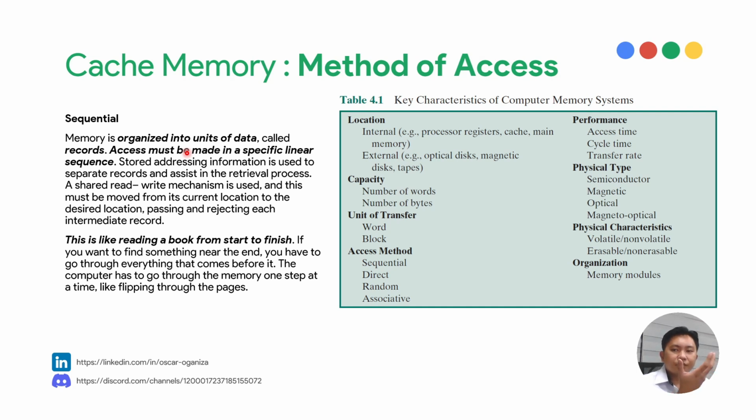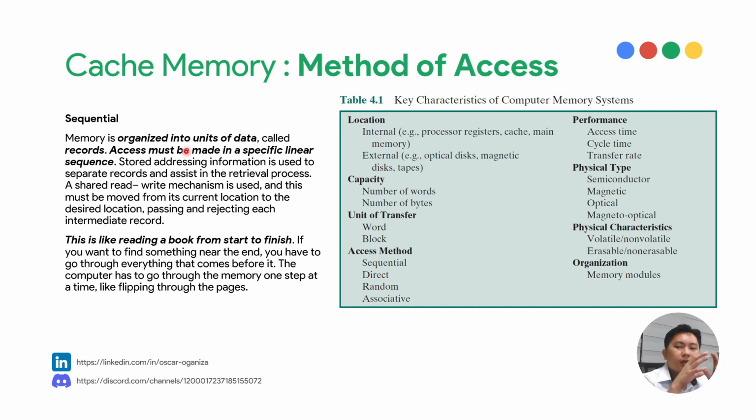Again, sabi dito, the sequential, from the word sequential, sequence, no, the method of access must be specific linear, so tuloy-tuloy. So to give you an example, no, this is like reading a book from start to finish. If you want to find something near the end, you have to go through everything that comes before it. The computer has to go through the memory one step at a time, like flipping through the pages. So hindi ka pwedeng tumalon na lang bigla. Halimbawa, naghahanap ka ng isang data or ng isang idea. Hindi ka pwedeng tumuloy ka na kagad dun sa page na yon or sa drawer na yon.